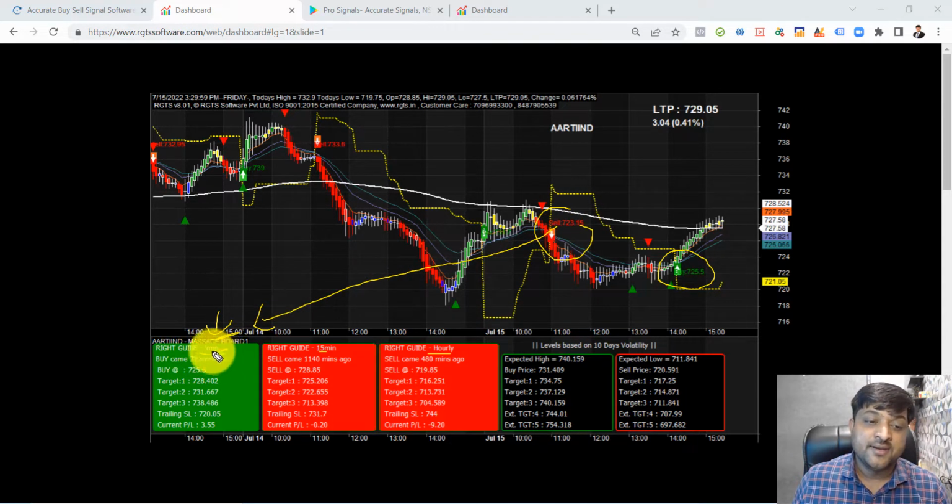Whenever a signal is generated, you get the signal and the data is also displayed on the message board. There is a 5-minute message board. You get the buy signal, buy price, target 1, target 2, target 3 and trailing stop loss.